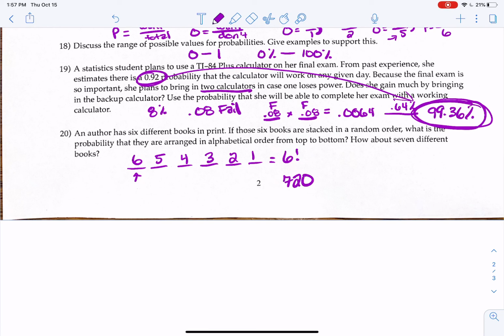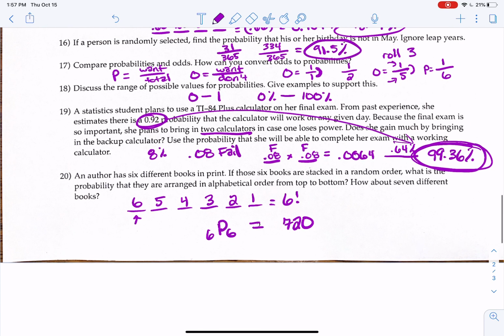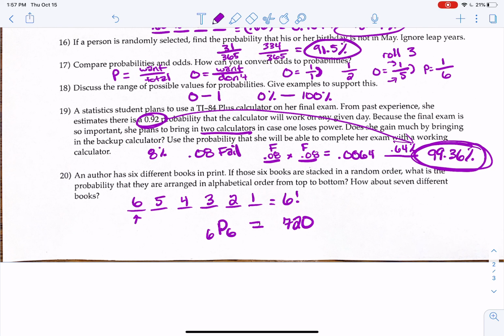Okay, another way of doing this is doing 6P6. It's a permutation. You're selecting all of the books, but the order matters because it's going to look different if you stack them up in a different order. So 720 is the number of different combinations. What's the chance, or what's the probability, of it being arranged in alphabetical order? That would be 1 over 720.